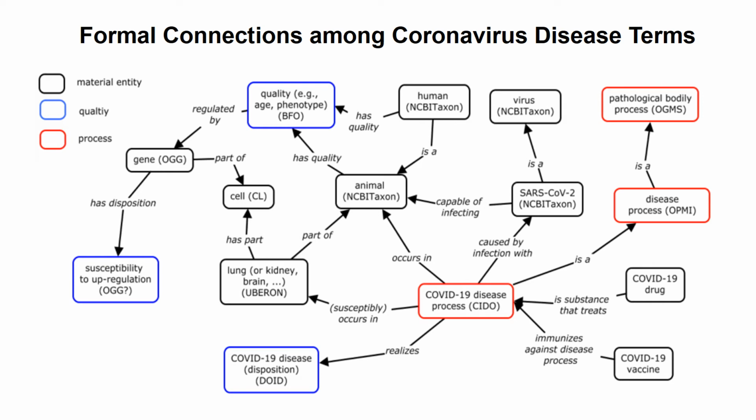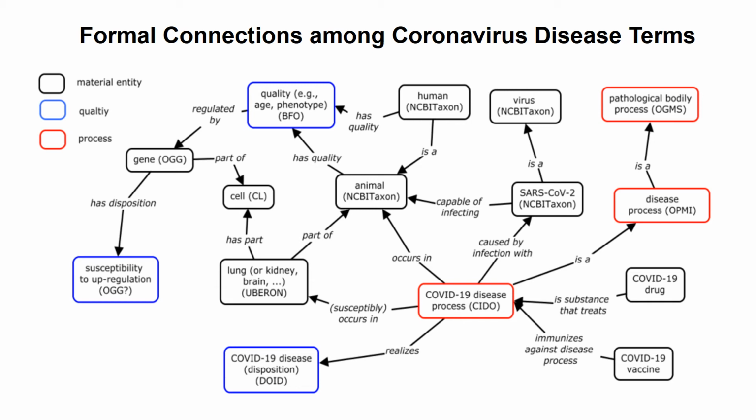Like we have a COVID-19 disease process, which can realize some disposition in the disease, and then the disease process occurs in the animal or human, and then can occur in the lung or possibly in other locations like the brain and kidney. And then it is caused by the infection with SARS-CoV-2, which is a virus.